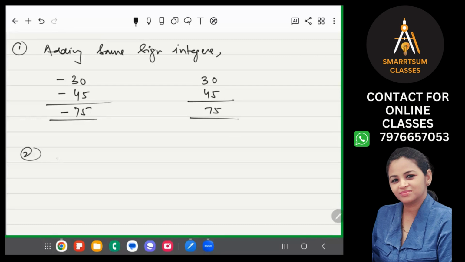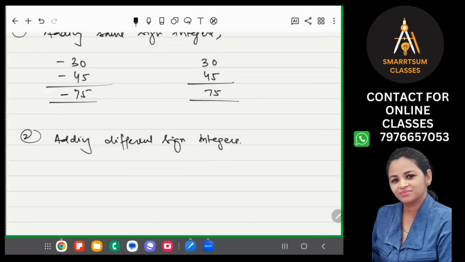Then when you are adding different sign integers, suppose you are adding minus 35 plus 15. What will you do? Always subtract their numerical values. 35 and 15 are the numerical values. We always subtract the numerical values. So after subtracting 15 from 35, we get 20.